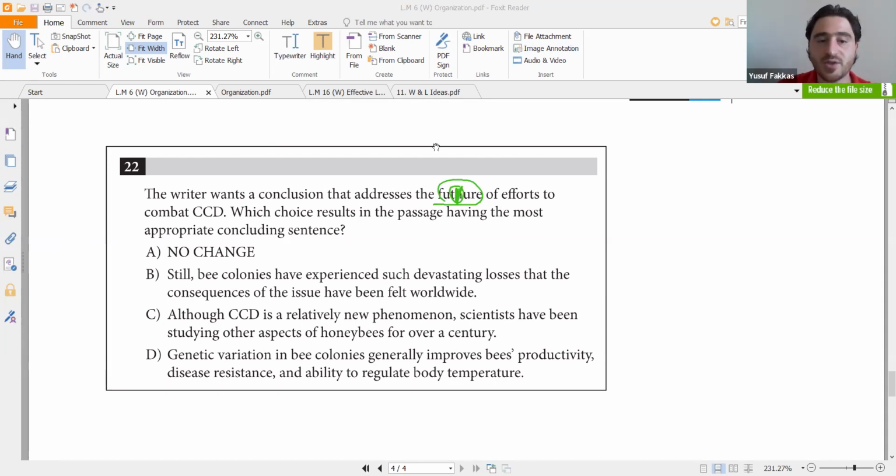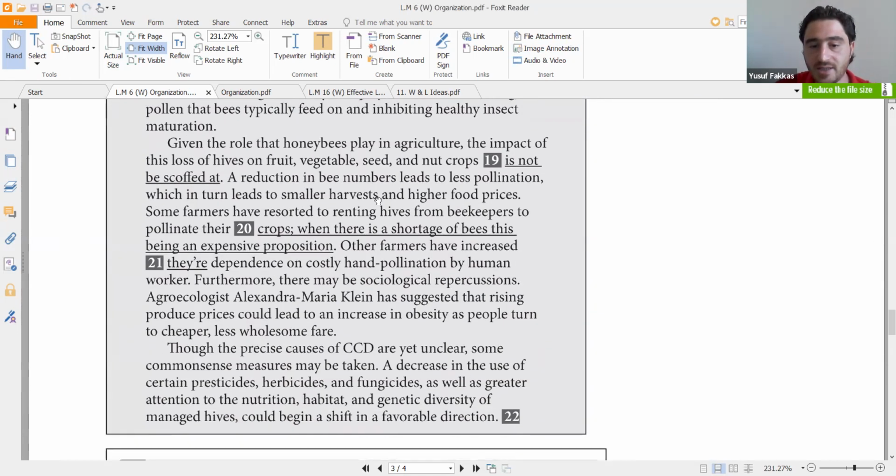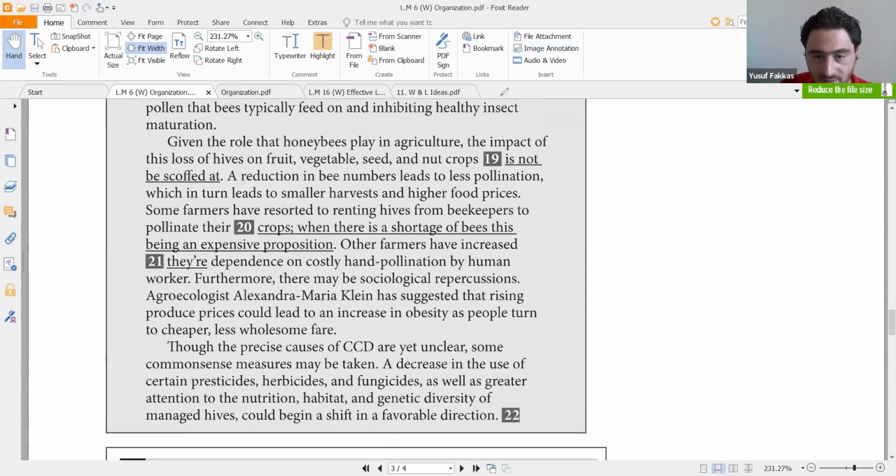So the question is number 22. The sentence that you already have in this paragraph is this. Okay, again, they just forgot to underline it. So I'm underlining the sentence for you. All right. So this is the underlined sentence, and they are telling us we need a conclusion that's talk about so and so. You need to go and read the question, highlight the keywords.